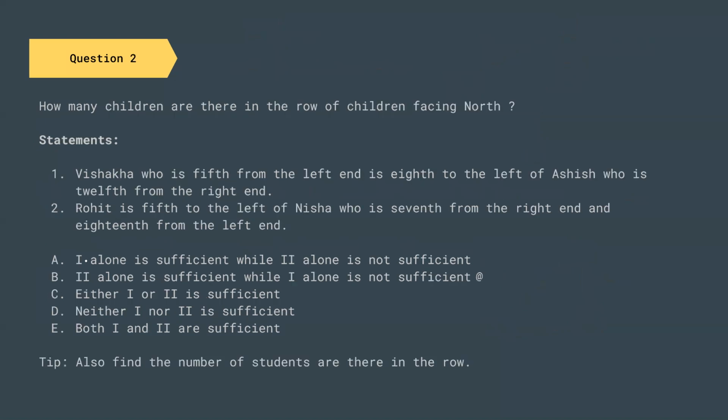We are going to go to a similar question like this. How many children are there in the row of children facing north? Okay. So now let us look into the situation here. Vishaka, who is fifth from left end, and eighth to the left of Ashish, who is 12th from the right end. So let us imagine that this is our left hand side and this is our right hand side, and all the students are facing towards this direction, and this will be our north direction.